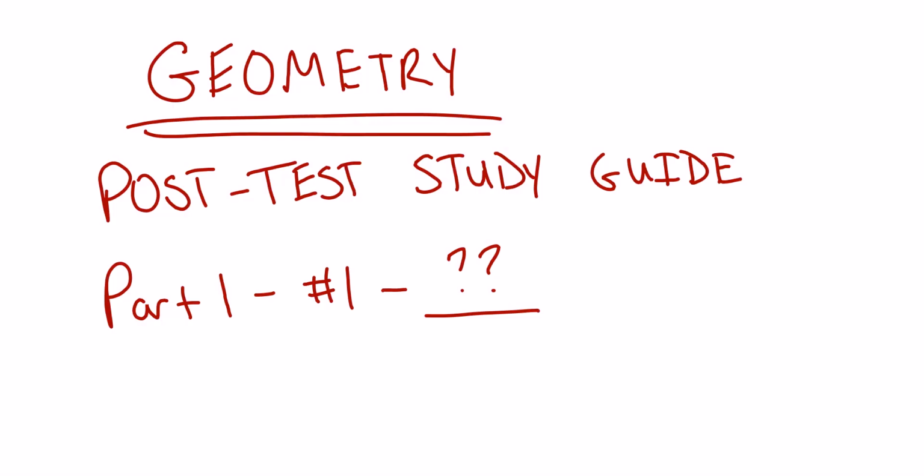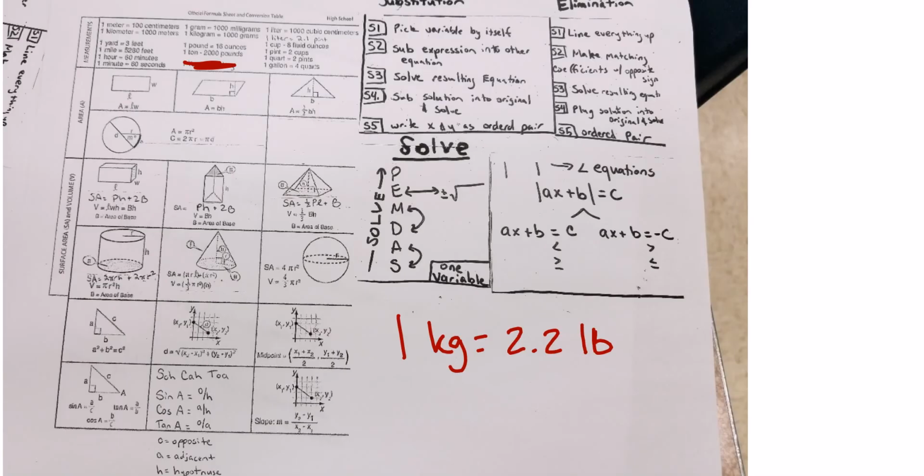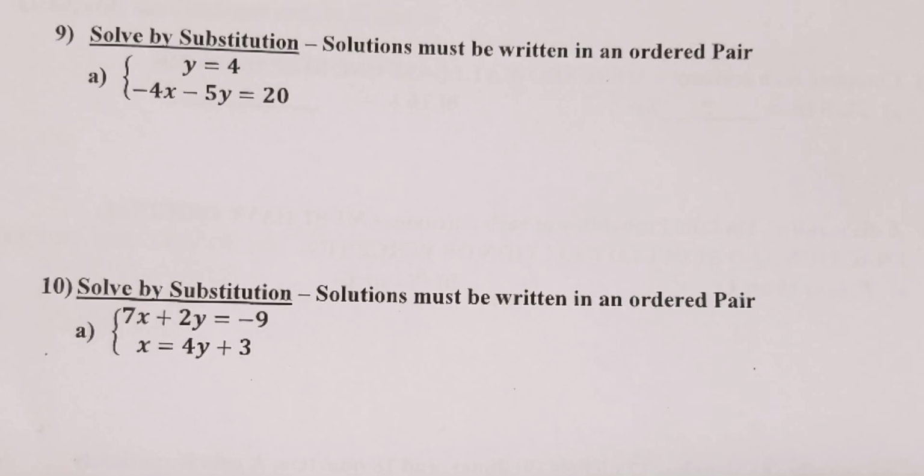For 9 and 10, I'm going to be using substitution. So if you look on your hint page, 9 and 10 are going to be right here. First, you got to pick a variable to get by itself. There's already a variable by itself, y. So I'm going to put 4 in for y. So I'm going to rewrite this problem as negative 4x minus 5 times 4 equals 20. I get negative 4x minus 20 equals 20.